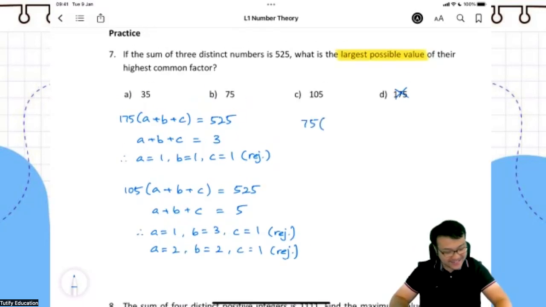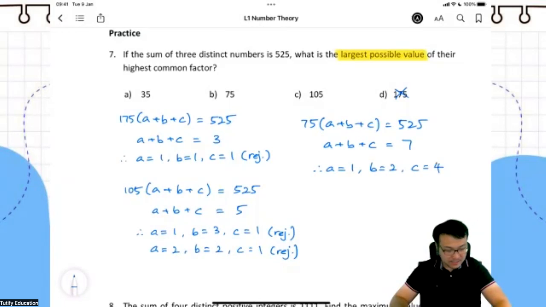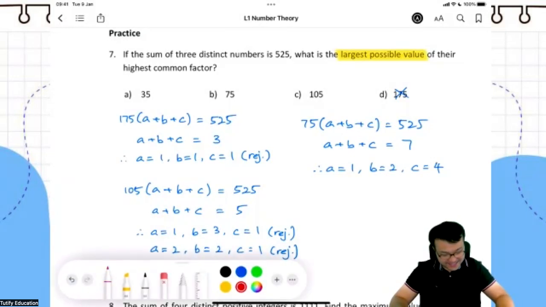75, which is your answer, right? Yeah. Okay, then this is 525. So what is A plus B plus C? 7. So what is A? Let's say it's 1. Okay, then B is 2, and C is 4. Are they all distinct? Yes. Done. Then we can say that the answer is 75.